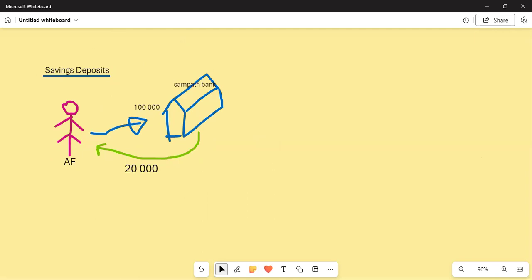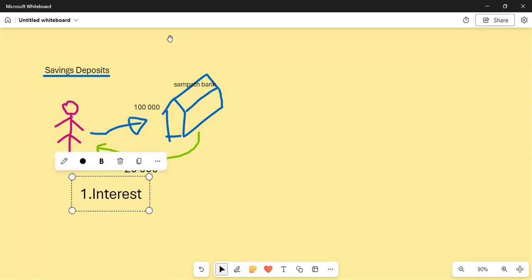In the savings account, what are the benefits that you are getting? You go and save your money, right? And another important thing in this savings account is that you will get interest. Interest කියන්නේ මොකද්ද, right? You will get interest for the amount that you are saving.